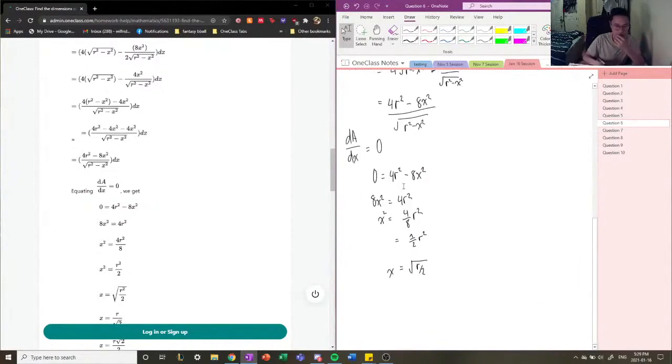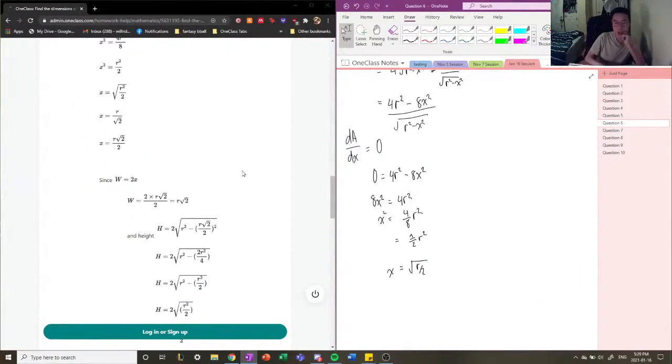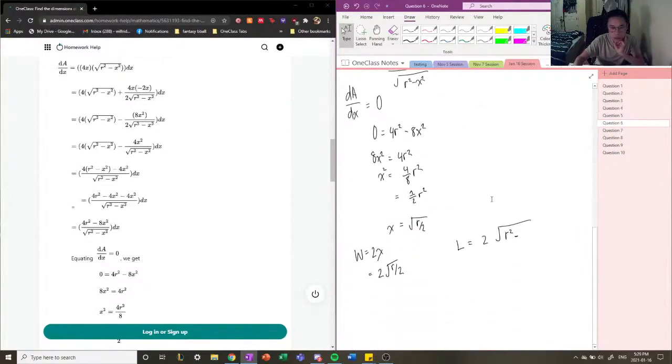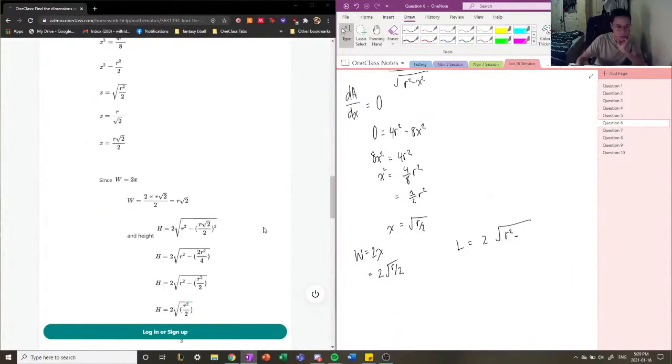Okay, so if x is equal to the square root of r divided by 2, then the width, which is equal to 2x, is going to equal 2 times the root of r divided by 2. Okay, and the length is going to equal 2 times the square root of r squared minus, what's length equal to again? Minus the r times the root of 2 divided by 2, squared.